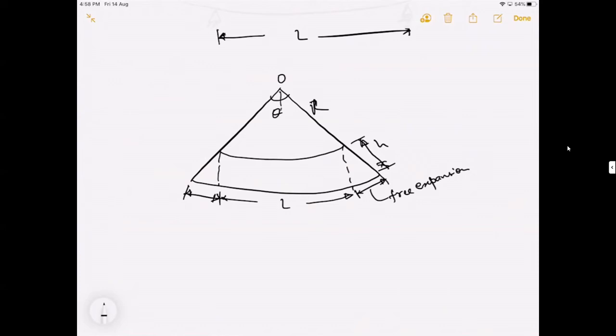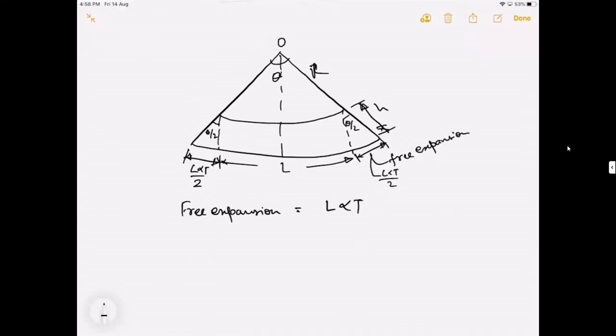So if this is angle theta, this angle will be equal to theta by 2. Due to rise in temperature, I can say that my free expansion will be equal to L alpha T. Now half L alpha T will be produced here and half L alpha T will be produced here, this side. So my total length, total expansion will be equal to L plus L alpha T.